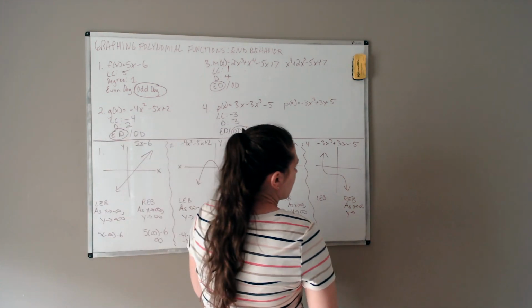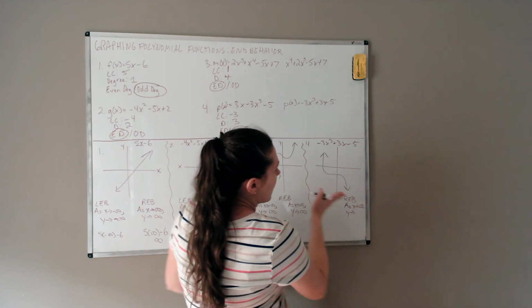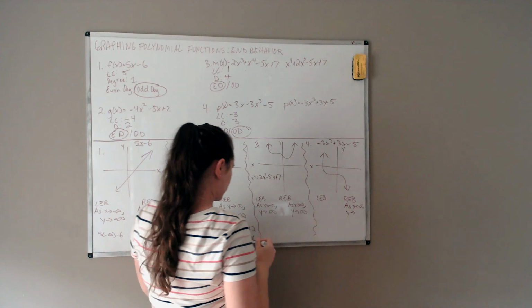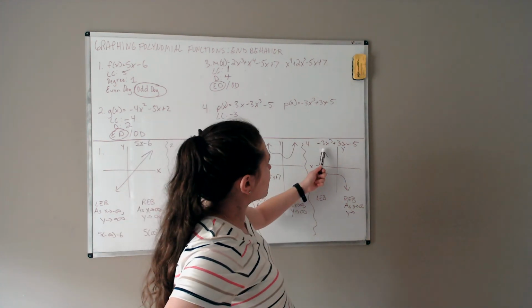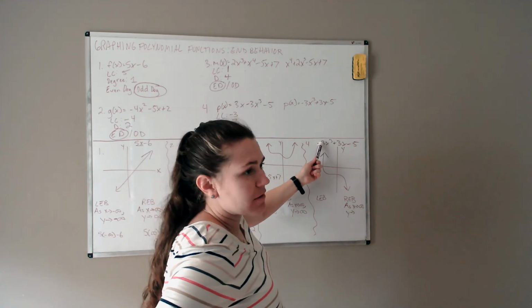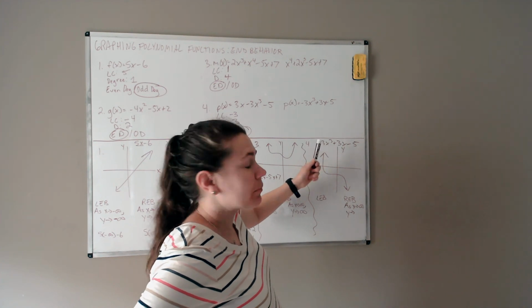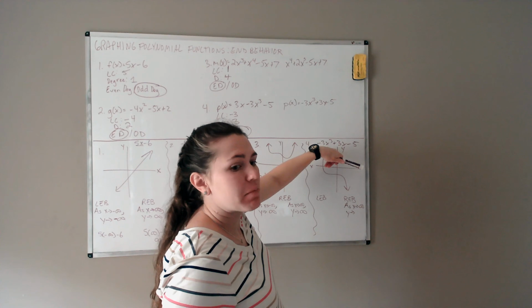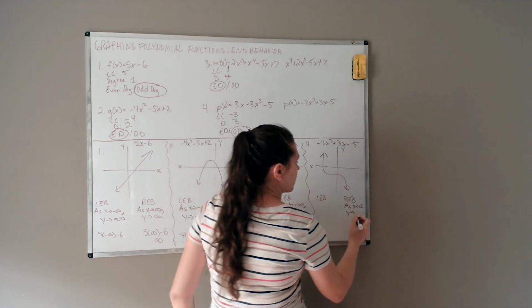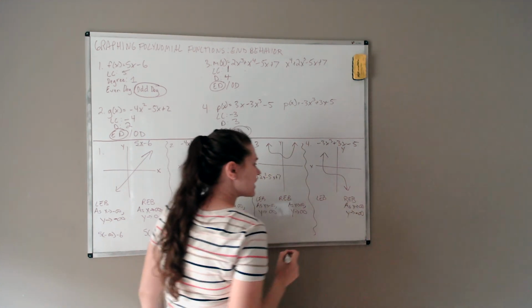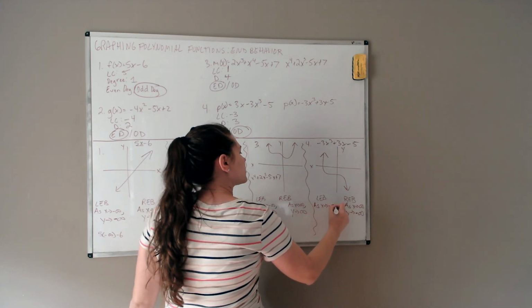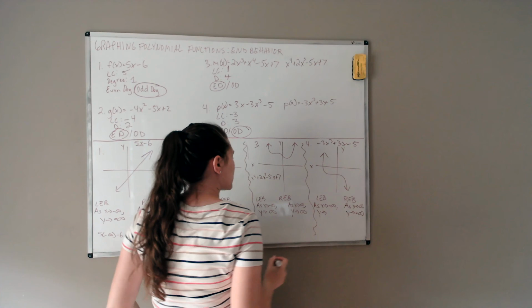So the right end is, as x is getting more and more positive, what is y doing? If I plug in positive infinity, and I really only care about my leading term, I take positive infinity, I raise it to the third, that's going to be positive. But then I multiply it by negative 3, so it becomes negative. Now the left end, as x approaches negative infinity, what's y going to do?